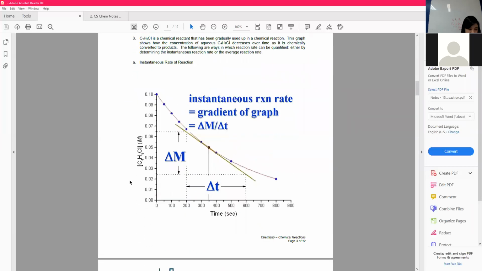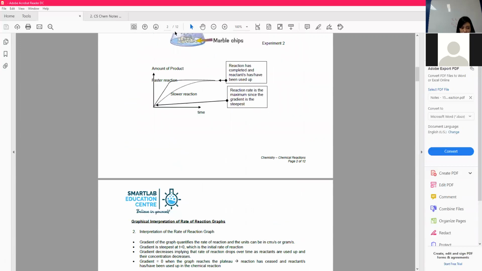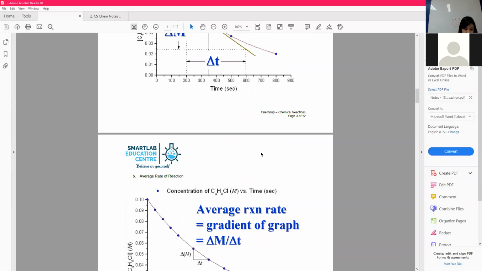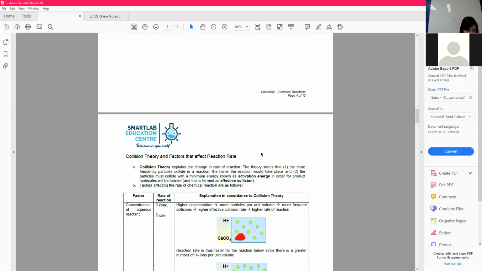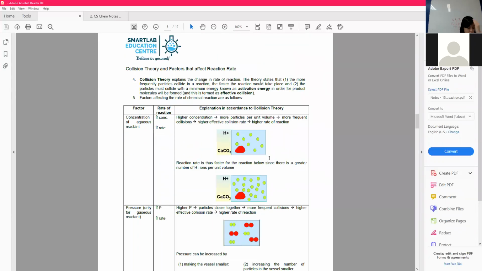So this page here is just showing you how to know which one is steeper. If you can't tell, then you have to draw your tangent. But the one that has the steeper slope will be the steeper one. The slope is higher. Then we go down to this part here.